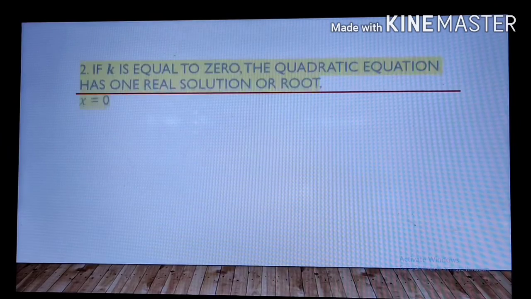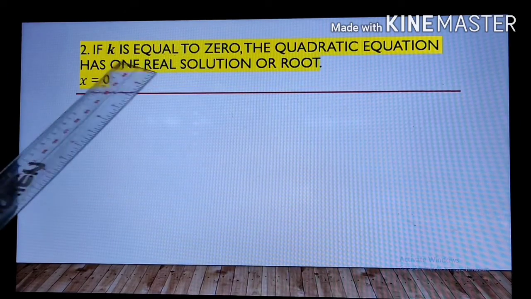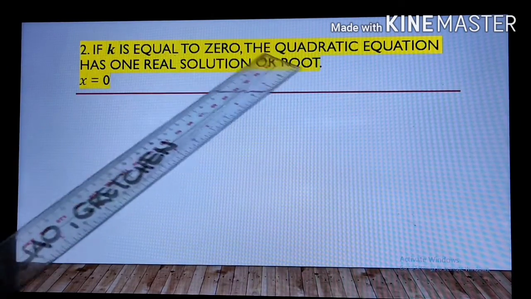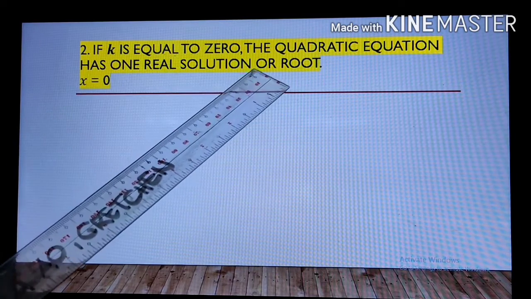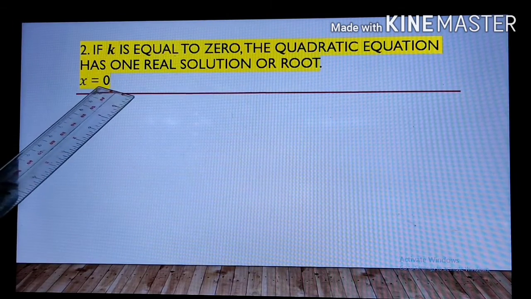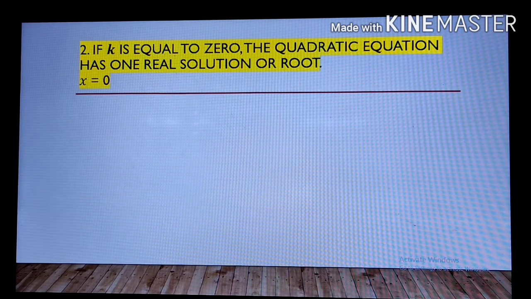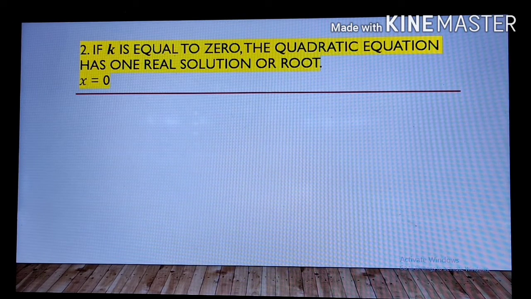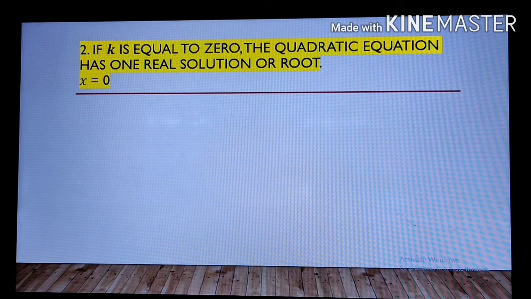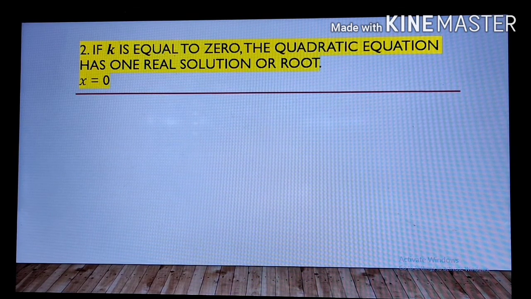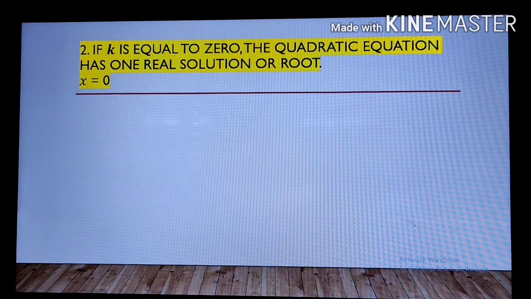Next is property number 2. If k is equal to 0, the quadratic equation has one real solution or root: x is equal to 0. As what I have said a while ago, k is the constant term of the given quadratic equation. So, if k is 0, it means that the quadratic equation has only one real solution or root.